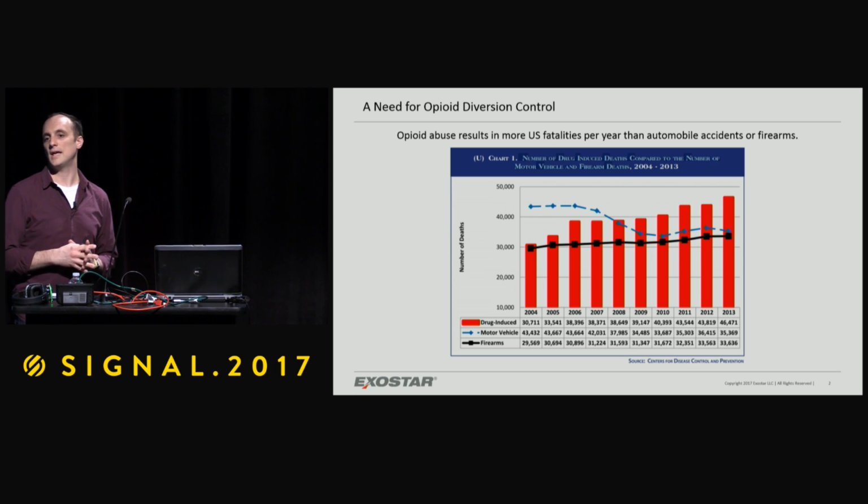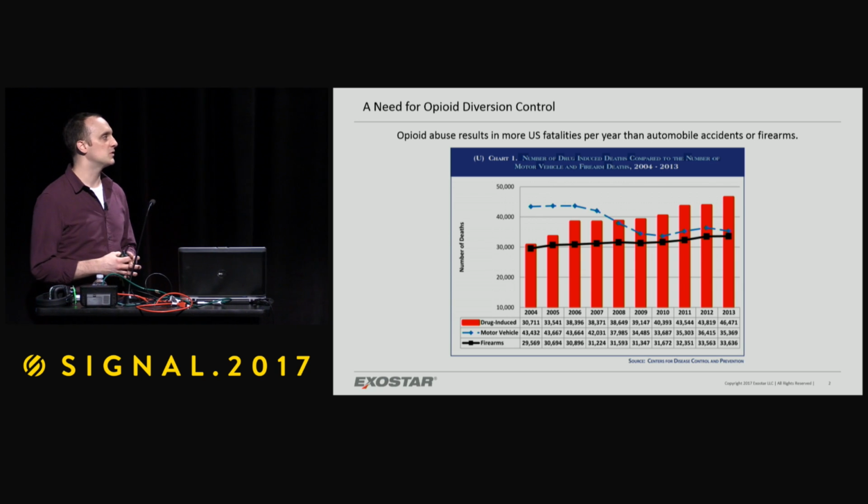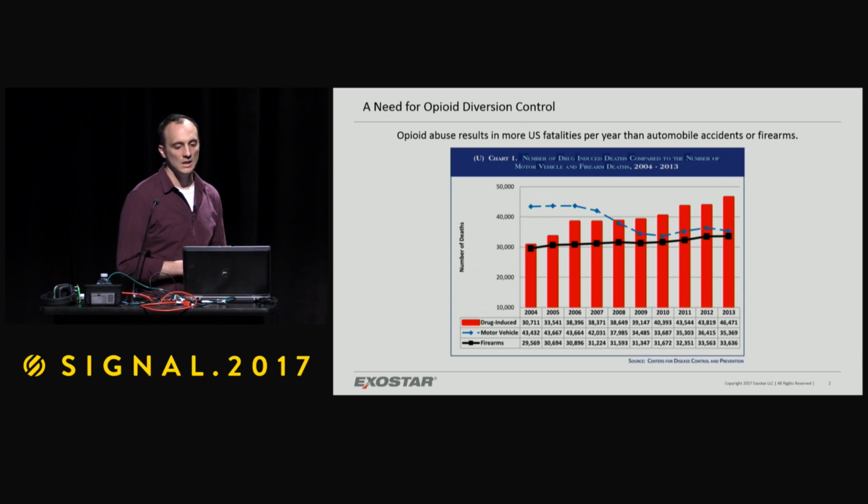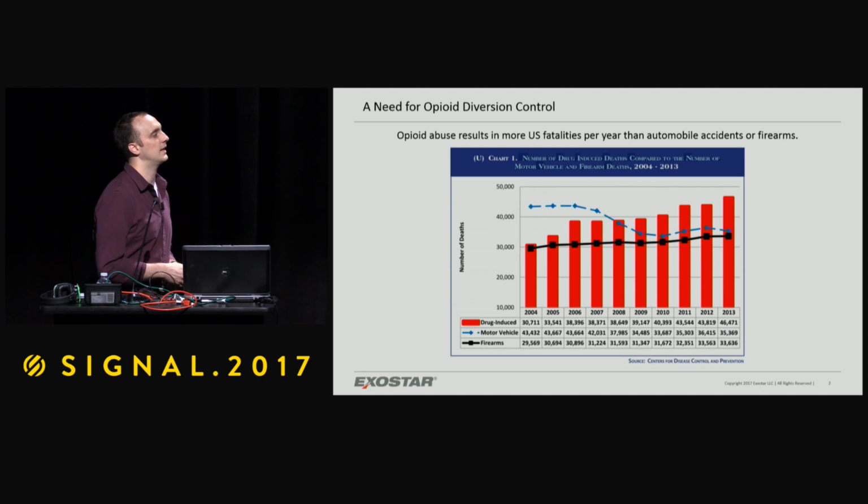drug abuse results in more deaths than automobiles or handguns. In 2013, you'll see 46,000 deaths based on drug abuse. Of them, 30,000 were opioid overdoses. So the question is really, how did we get here?